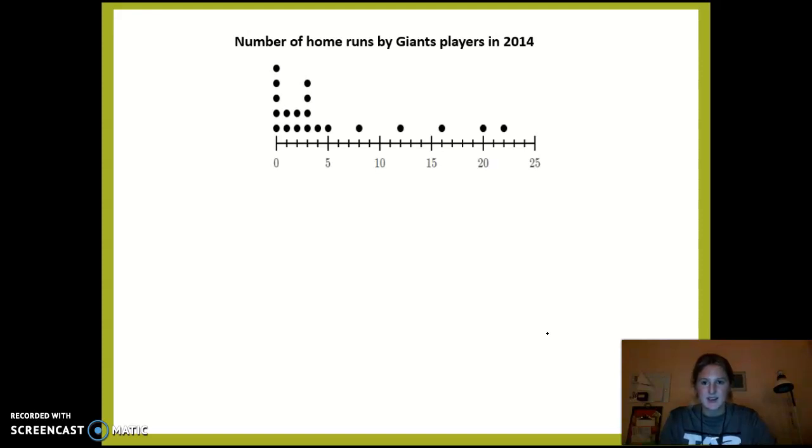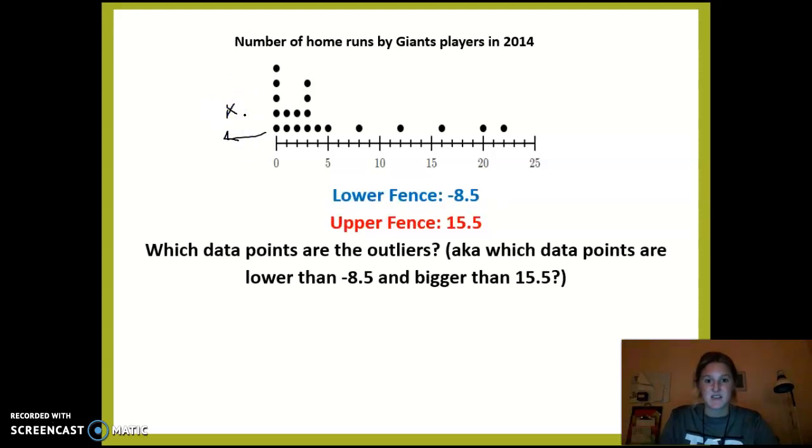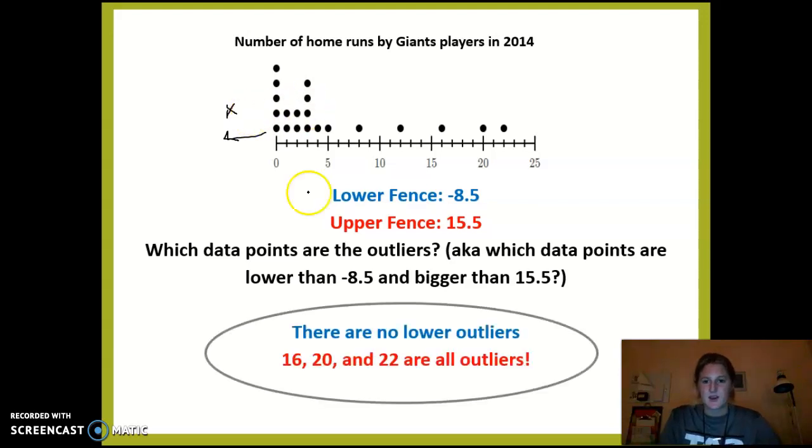Here's my dot plot. No numbers are in the negatives, so I don't have any lower outliers. But I do have some numbers that are bigger than 15.5. Pause here and see if you can figure out how many outliers there are. Which numbers are less than negative 8.5 and bigger than 15.5? We came up with that there are no lower outliers, but we have some upper ones. 16 right here, 20, and 22 are all outliers, right? They're all bigger than this upper fence of 15.5.